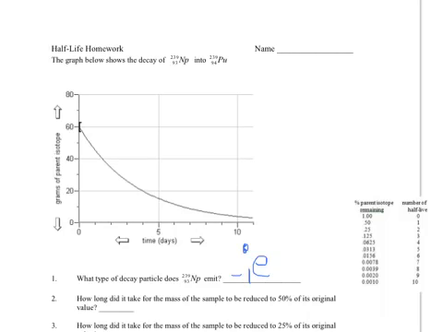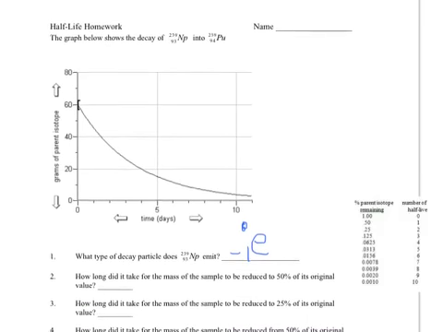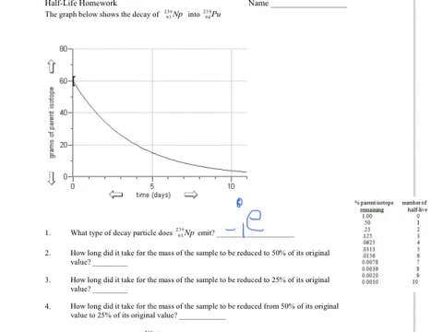Alright, let's see what we got next here. Let's see, how long did it take for the mass of the sample to be reduced to 50%? So what we do here is, look at the starting amount, it's 60. Half of 60 is 30. So the amount of time it took to get from here to here looks to me to be about, maybe, what would that be, 2 days, is that right? Let's see, I'm going to go 2.5 days. I'm going to say, yeah, it looks to me like it took about 2.5 days.